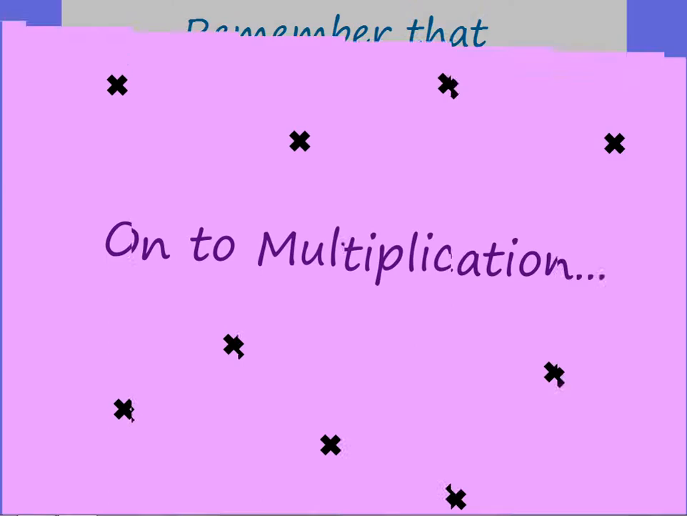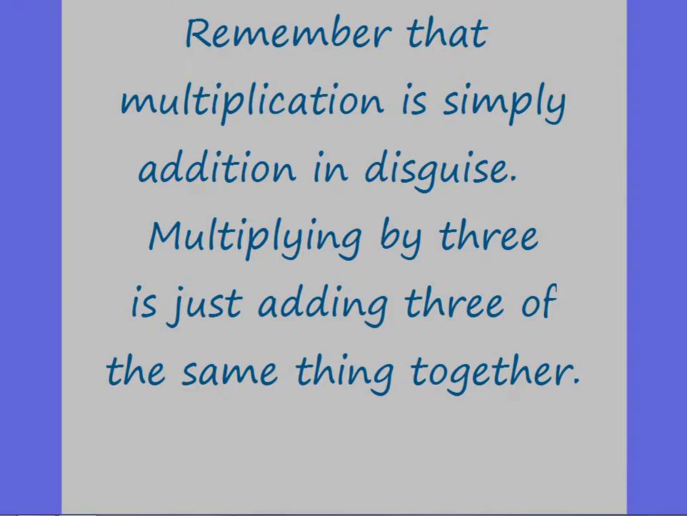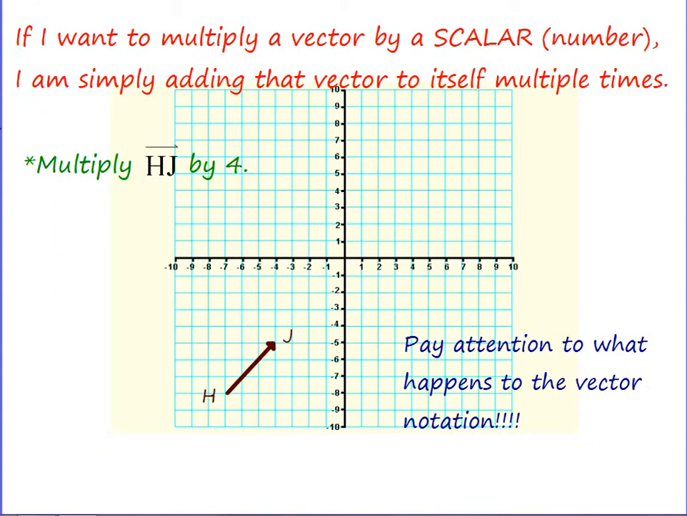Now let's take a look at multiplying vectors. Remember that multiplication is simply addition in disguise. Multiplying by 3 is the same as adding 3 of the same thing together. Like 2 times 3 is the same as 2 plus 2 plus 2. So if I want to multiply a vector by a scalar, I'm adding that vector to itself multiple times.